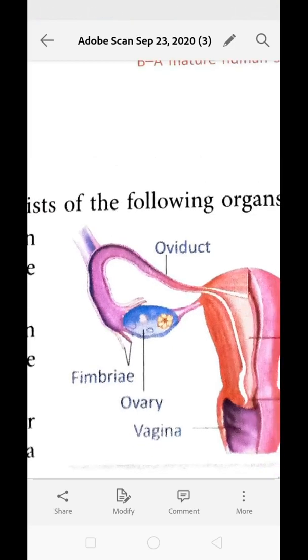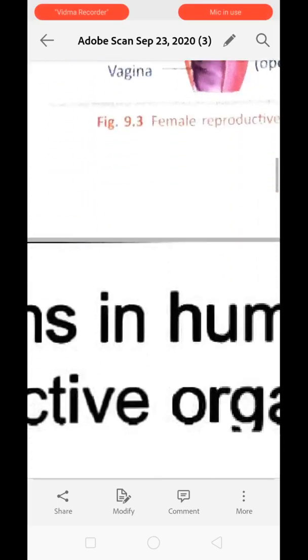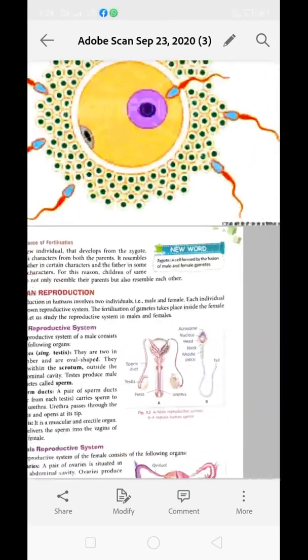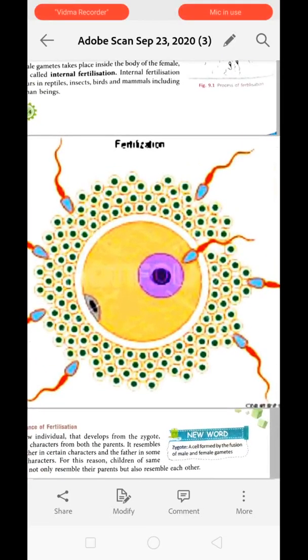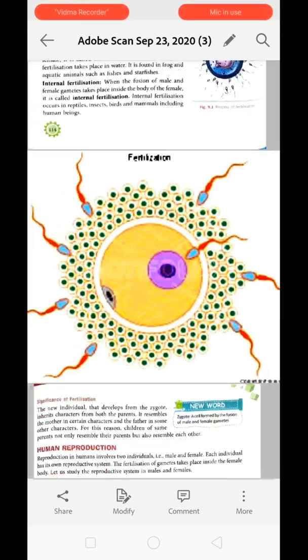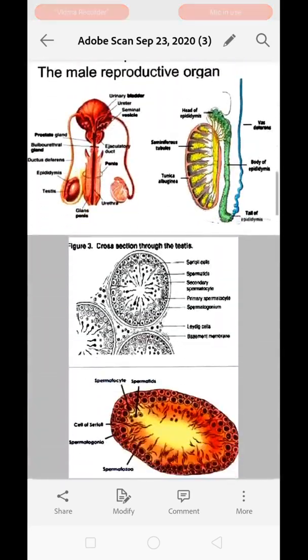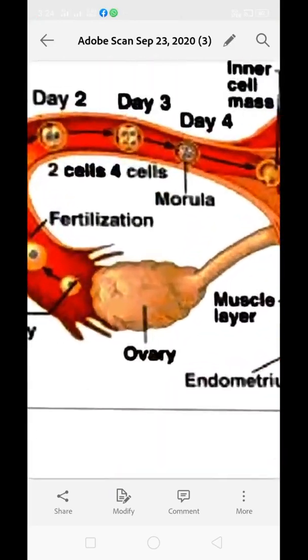Now, what is fertilization? How does it take place? In humans, the fertilization or union of sperm and ovum occurs in the anterior part of the oviduct. This is the fertilization process. Okay, but where does it take place? It takes place in the anterior part of the oviduct.